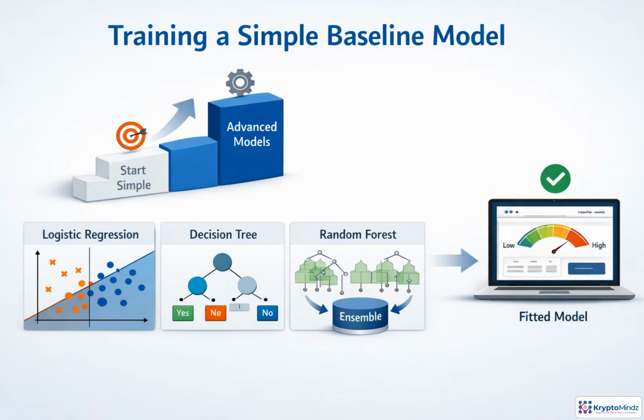Before reaching for advanced algorithms, create a simple baseline. In scikit-learn, that usually means choosing a model like logistic regression, a decision tree, or a random forest, then calling fit on the training features and labels. The fitted model has learned patterns from the historical churn data. Then use predict on the test set to generate churn predictions. This first score becomes your reference point, so every later improvement has something concrete to beat.